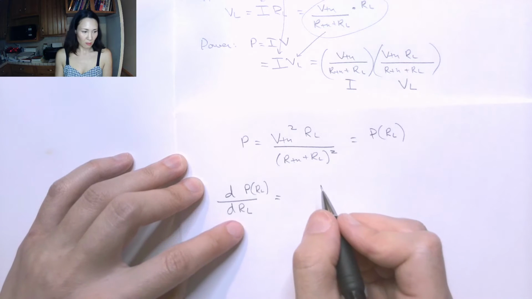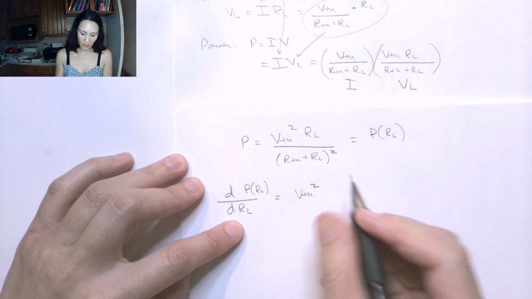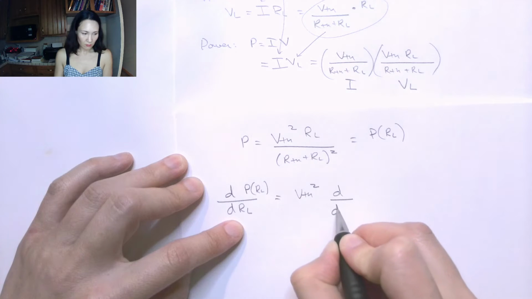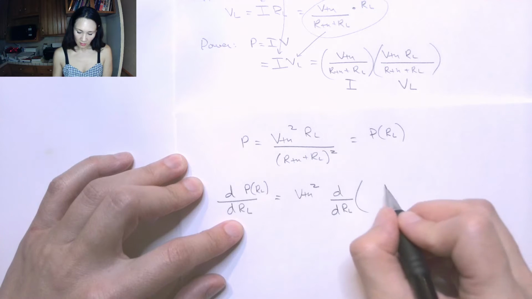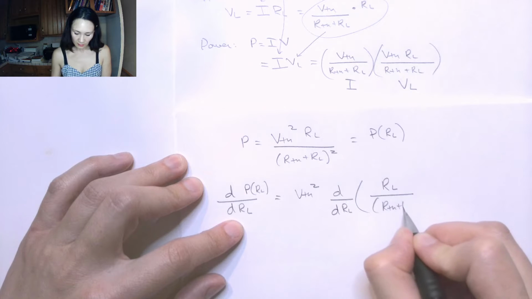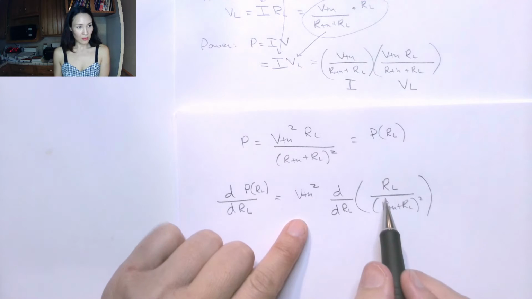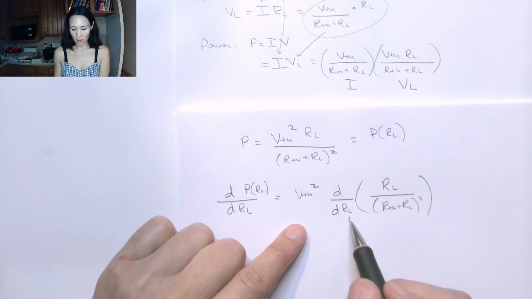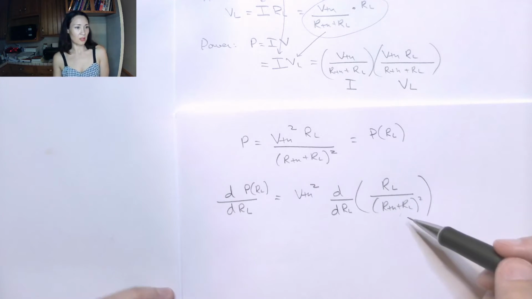Okay, so then V Thevenin squared is my constant, so I'm going to pull it out of my derivative. I have d with respect to RL of, here's my term with the RL in it, R Thevenin plus RL quantity squared. I was able to pull V Thevenin out of the derivative because it is a constant with respect to R load, but this term here has R load in it, so I need to keep this in to take the derivative.